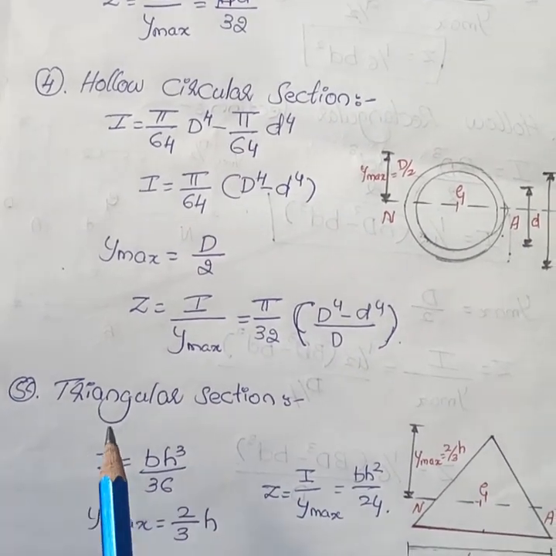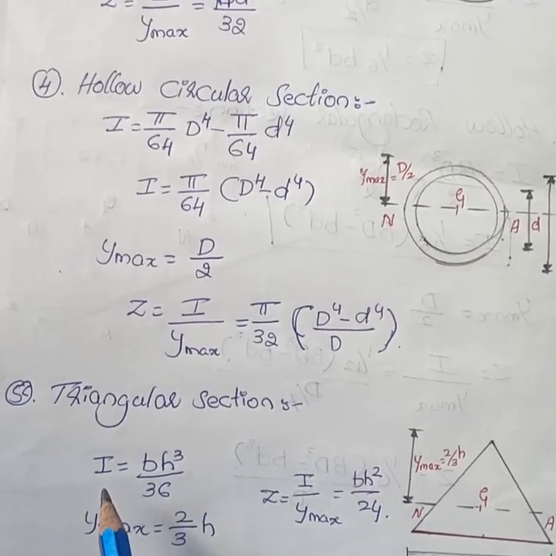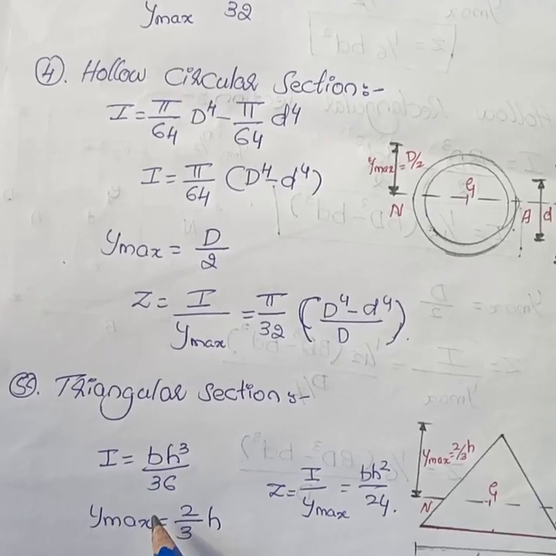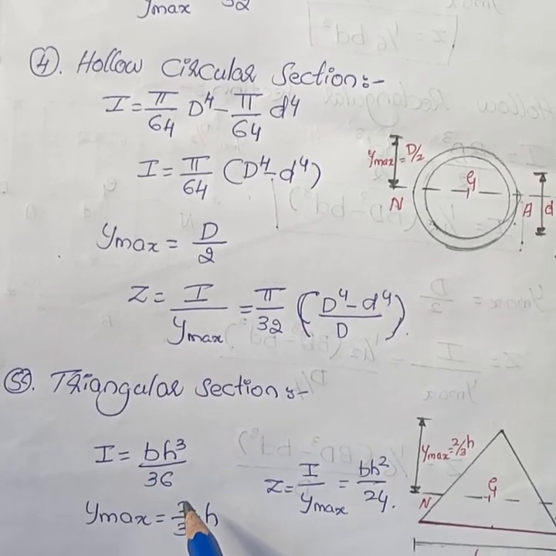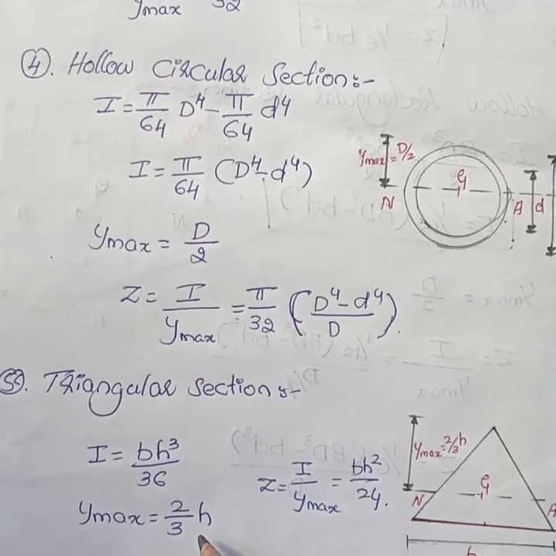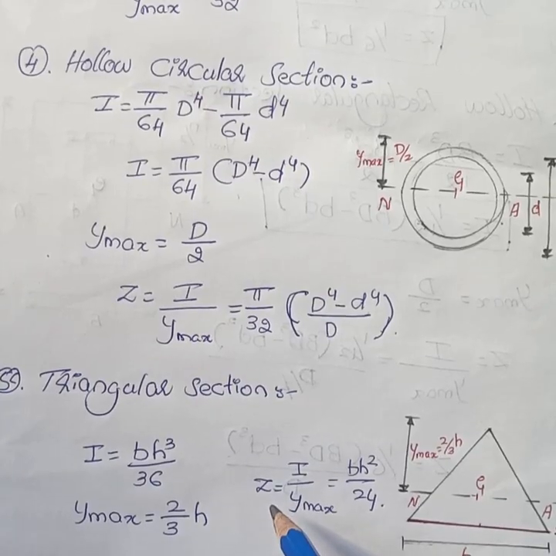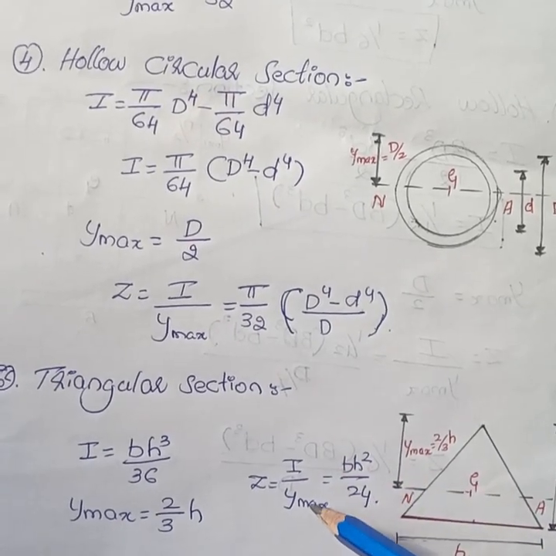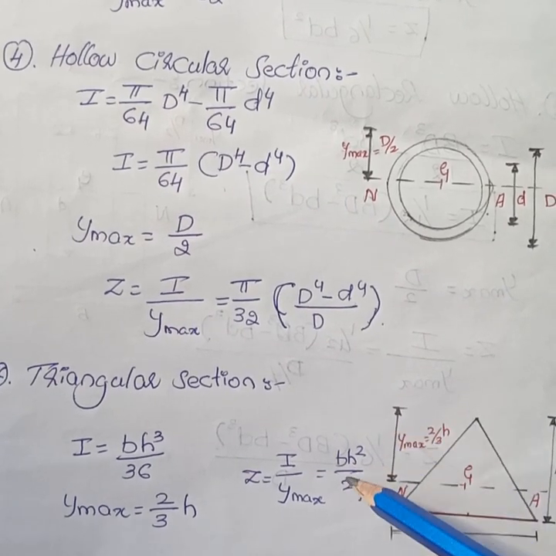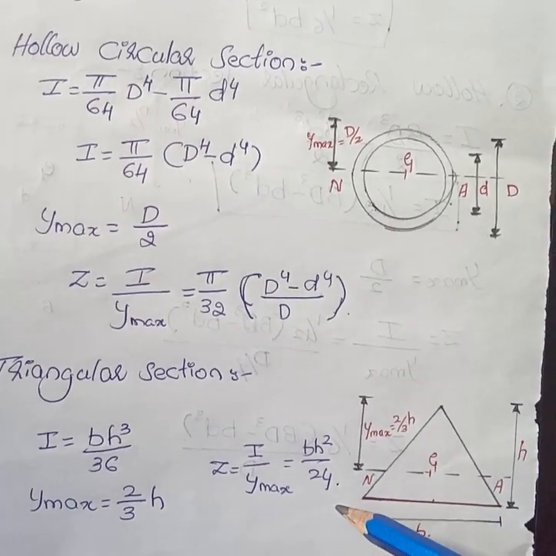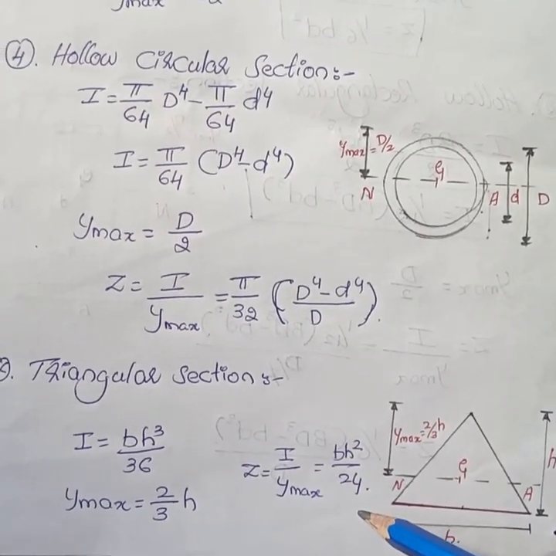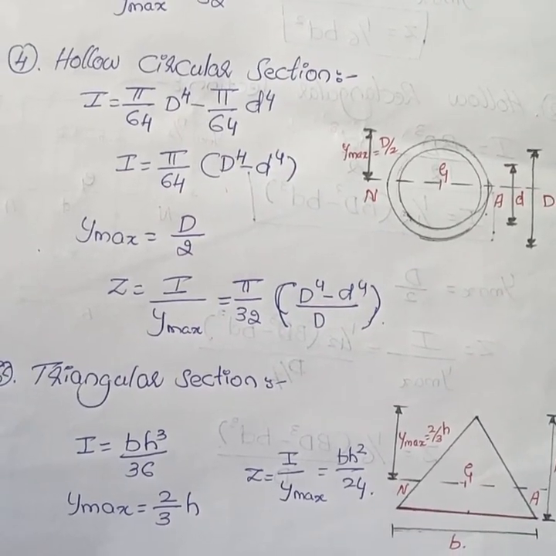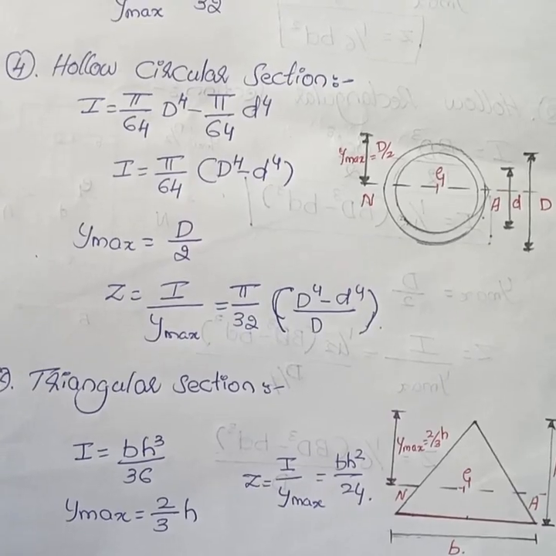In triangular section, the formula for moment of inertia is I equals to BH cube by 36, then Y max equals to 2 by 3 H. Okay, now modulus of section is equal to I by Y max. It means BH square by 24. So these are some major formulas for finding the moment of inertia of sections.